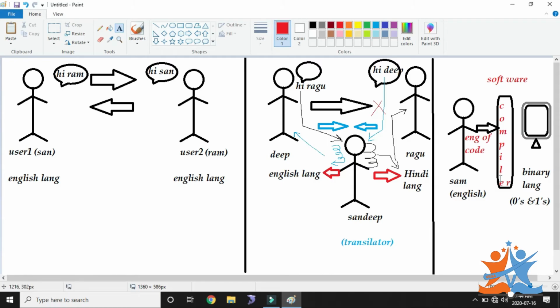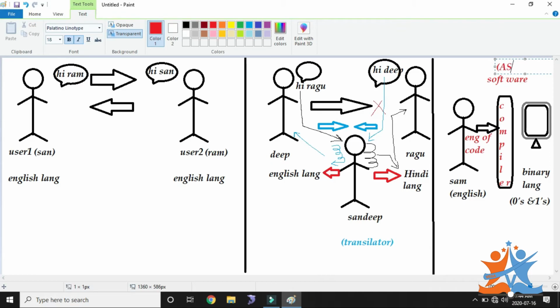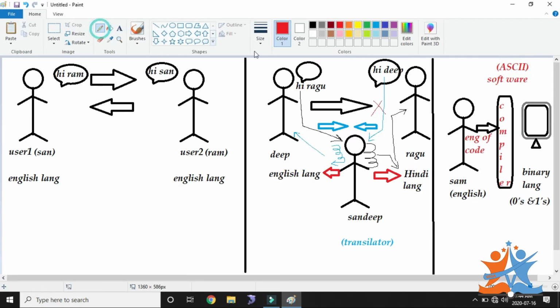And the software mainly depends on the ASCII principle. Based on the ASCII principle, whatever code we are passing will be converted to which format? Binary format. It will be converted to binary format, and this binary type of file will be given to the system.